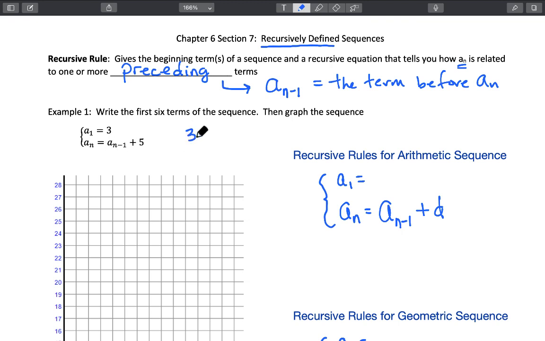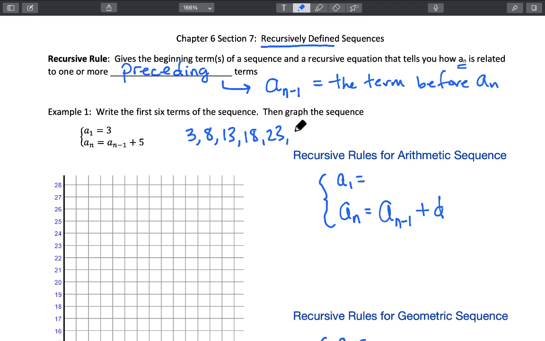So we're going to write out the first 6 terms of the sequence. Here's term number 1, a sub 1 is 3. A sub 2 would be the preceding term, which would be a sub 1, or 3, plus 5. 3 plus 5 is going to give me 8. To find the third term, a sub 3, it would be a sub 3 minus 1, which is now a sub 2, which is 8, and 8 plus 5, which is 13. So you can see what we're doing is we're just simply adding 5 to the previous term.